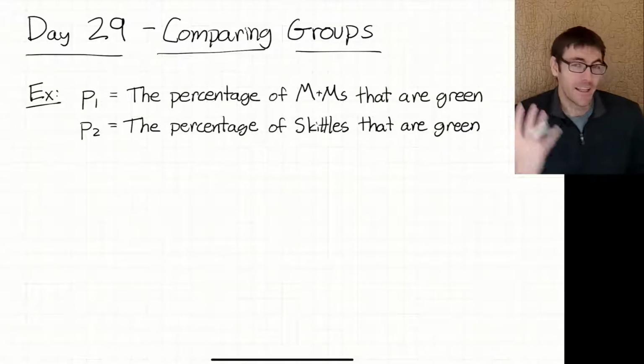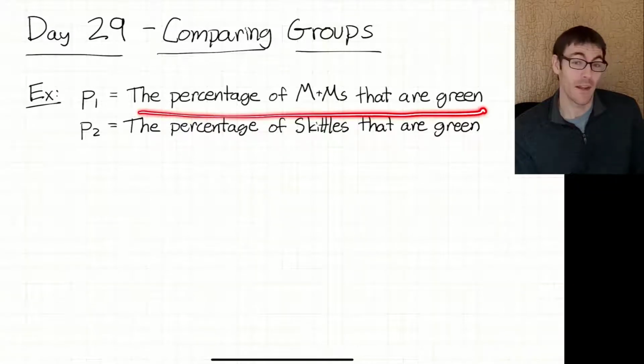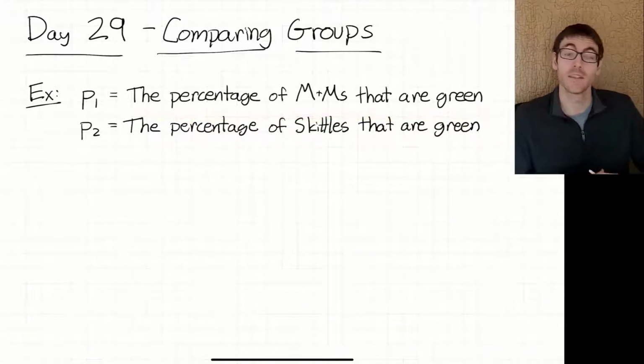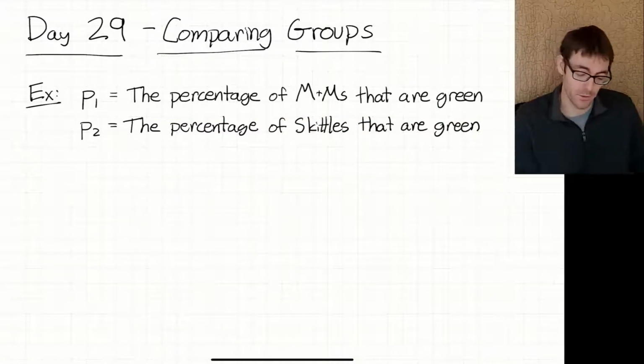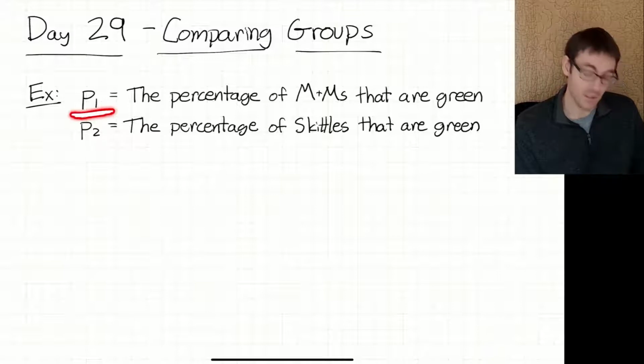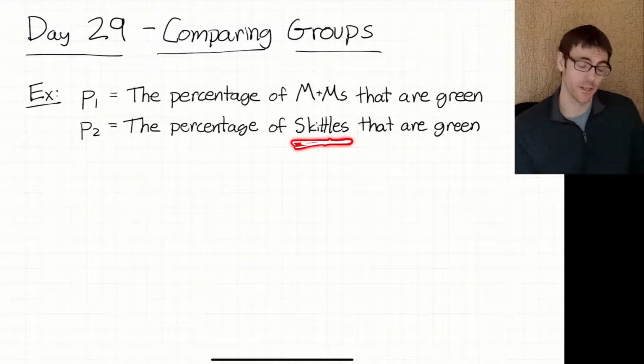All right, here's our running example. Say that you really like green candy. So we can talk about the percentage of M&Ms that are green. So out of the entire population of M&Ms, some percentage of those candies are green. We're going to call that percentage P1. Similarly, some Skittles are green.